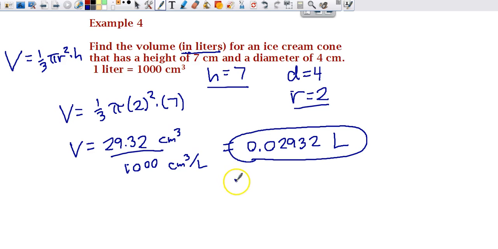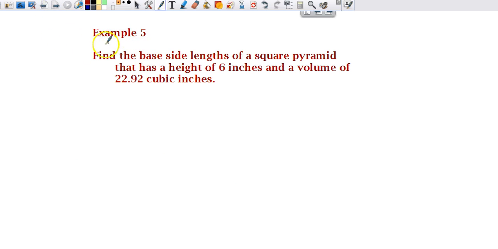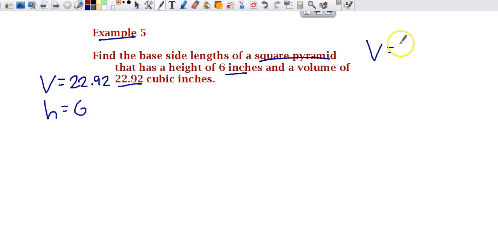All right, our last example. All right, example number 5. Find the base side lengths of a square pyramid that has the height of 6 and a volume of 22.92 cubic inches. So we're given the volume. We're given the height. Look up the formula. What is it? 1/3 area of the base times the height. So we first have to figure out what the area of the base is.